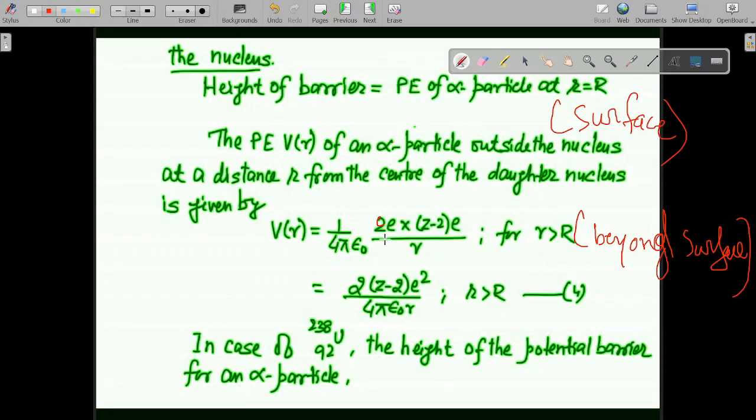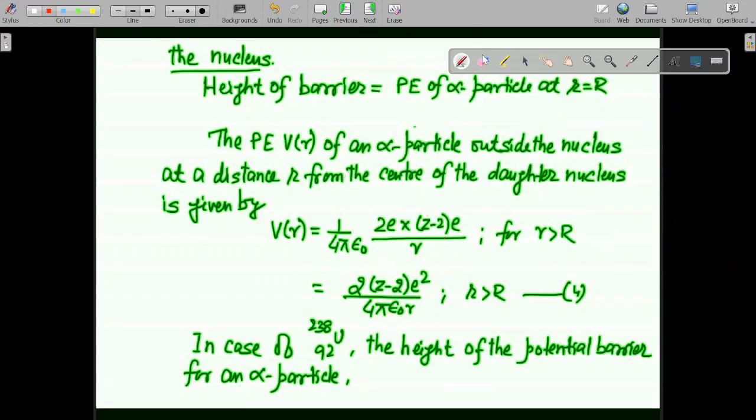Now e into e will be e squared, Z minus 2 is over here, 2 is over here, r is over here, and 4 pi epsilon naught is over here. So this is the thing. We are taking one real life example now. In the case of uranium 92-238, what happens?